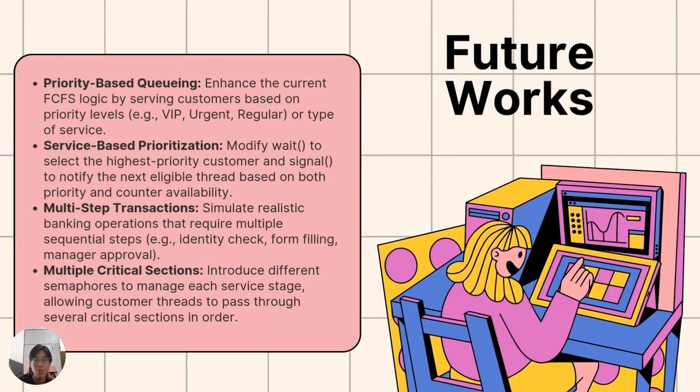Moving to the next part, which is future work. There are 4 key improvements that we identified. Firstly, priority-based queuing. We plan to enhance the current first come first served logic by serving customers based on priority levels, for example VIP, urgent, and regular, or type of service. Secondly, service-based prioritization. We plan to modify wait to select the highest priority customer and signal to notify the next eligible thread based on both priority and counter availability.